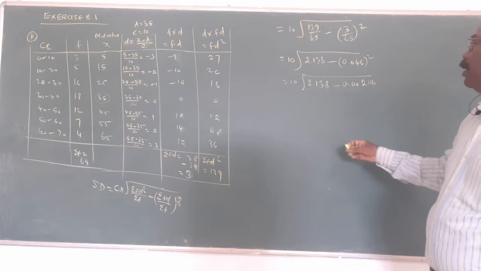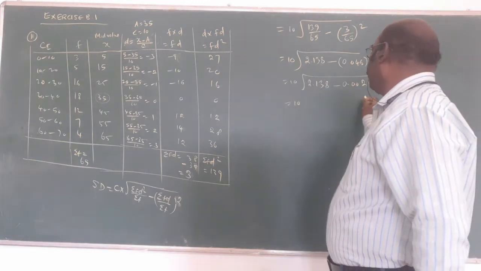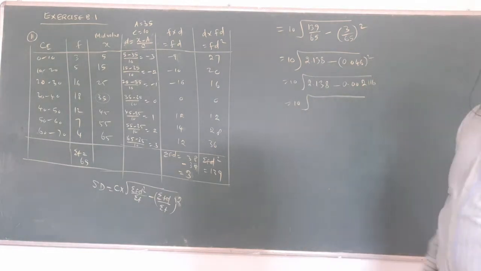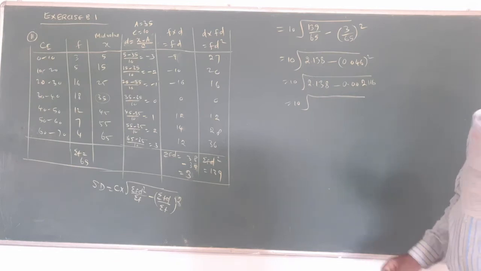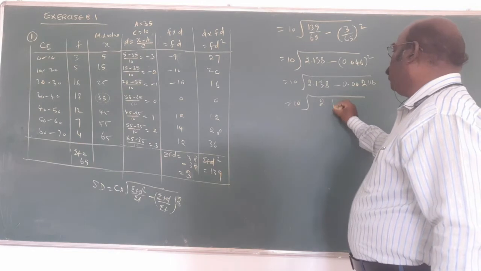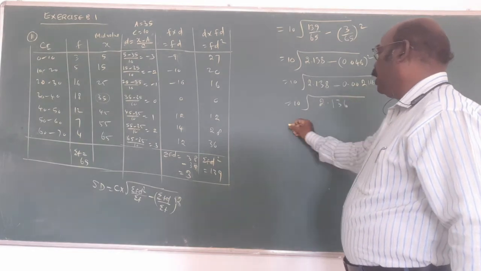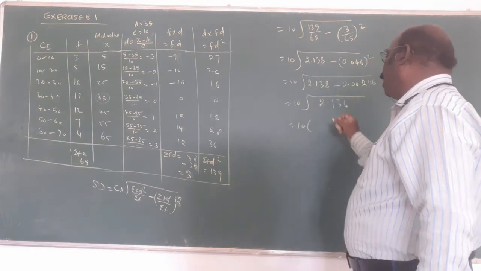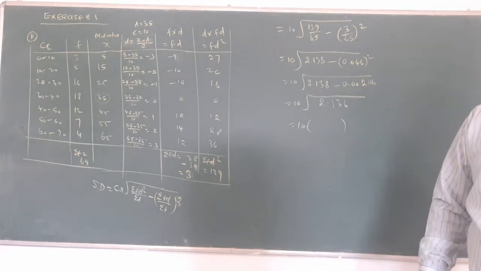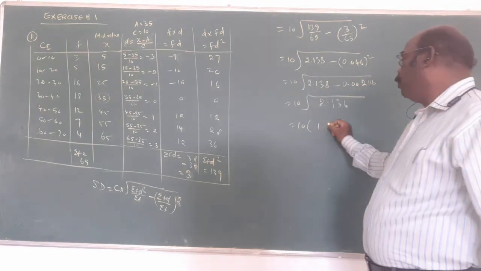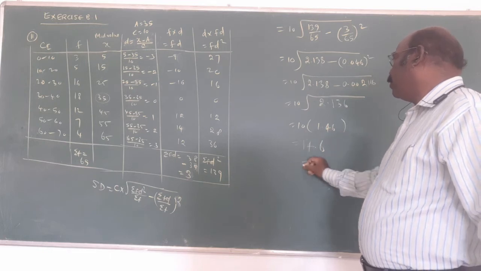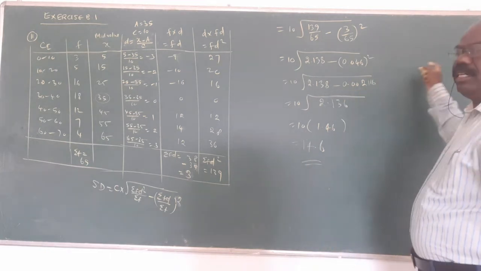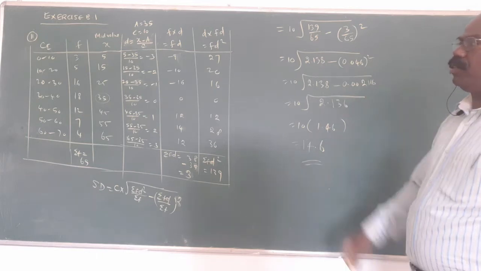Now subtract this one: 2.138 minus 0.002116. Subtract, we get the answer 2.136. Now 10 into square root of 2.136 equal to 1.46. Multiply, 14.6 is the answer. These are rough calculations. Do the calculation of 4, then we substitute the value.